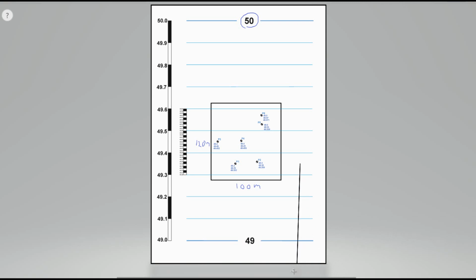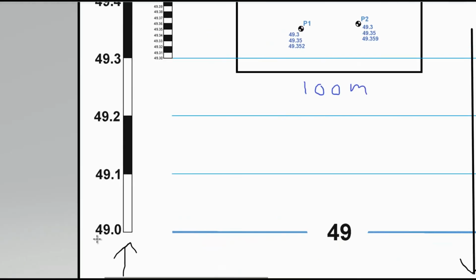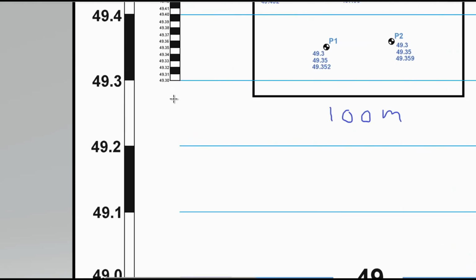And here we have a scale bar for decimetric precision. That one is the meters, and the next number is the decimeters. And this one is for centimetric precision.